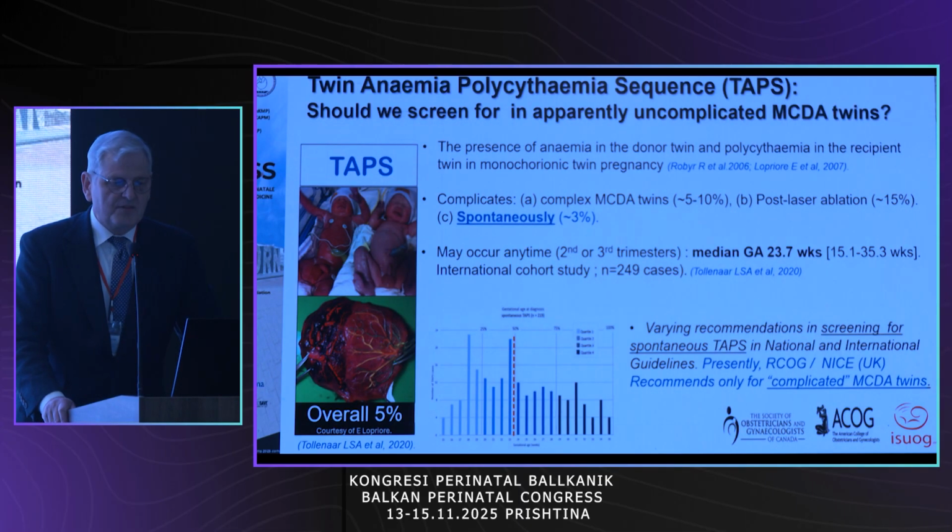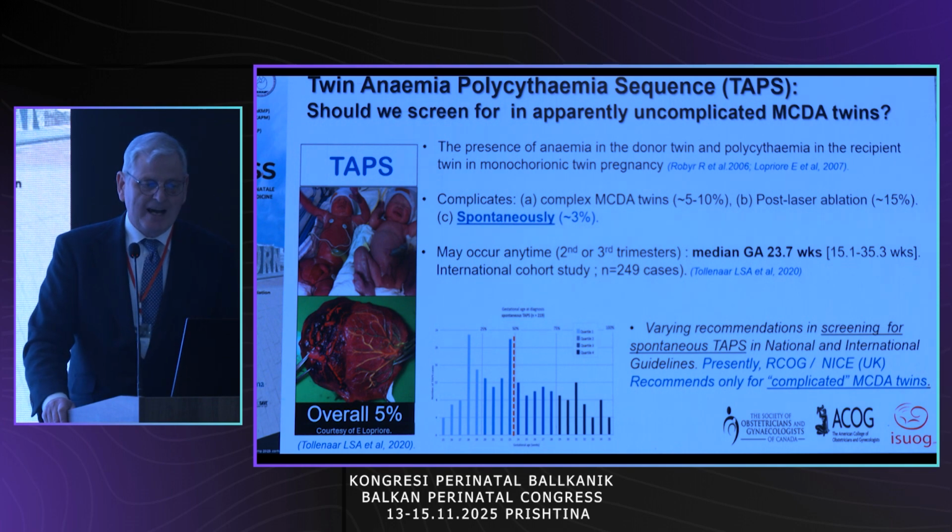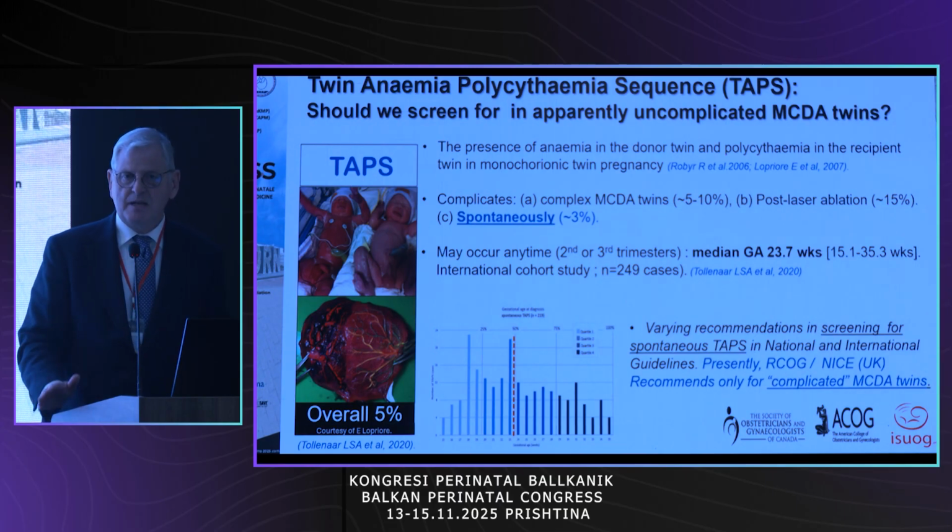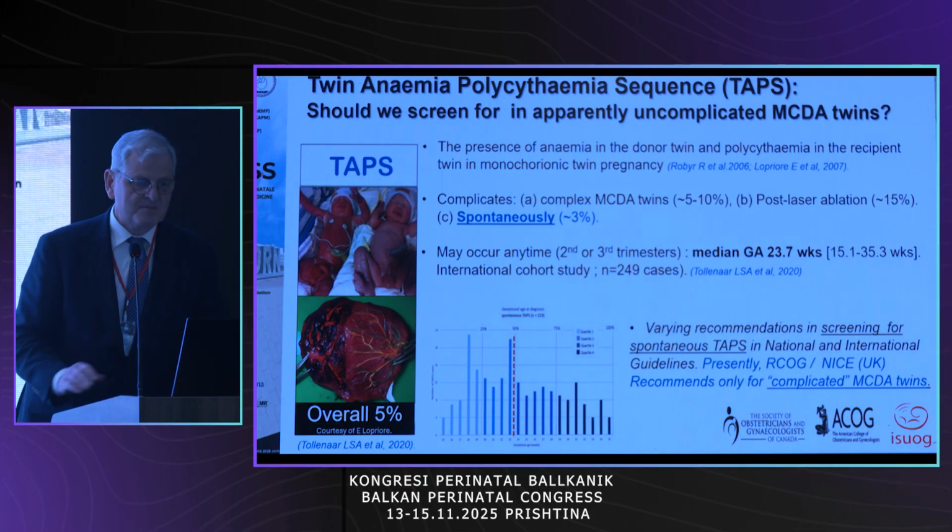Twin anemia polycythemia sequence, TAPS, can occur in apparently uncomplicated twin pregnancies. It's where there is anemia in one twin and polycythemia in the other twin. And this is not twin-to-twin transfusion syndrome. If you measure the cord hemoglobin concentrations in twin-to-twin transfusion syndrome, the babies are not anemic and polycythemic. There is no discordance, but in this pathology there is.